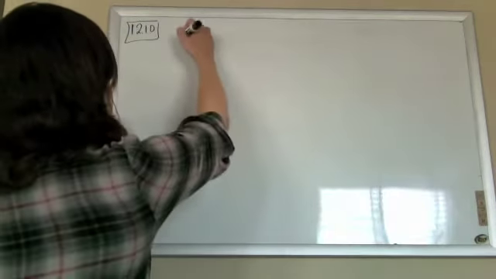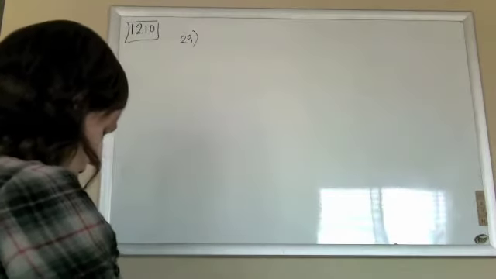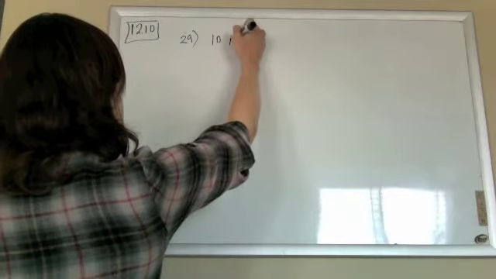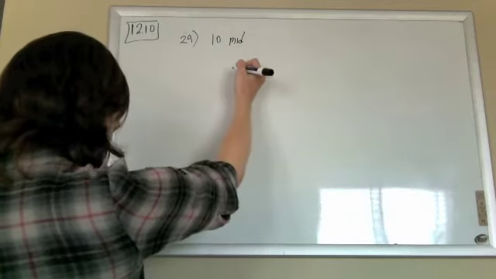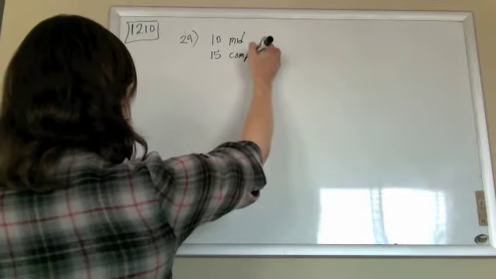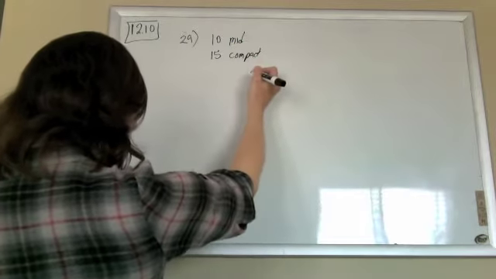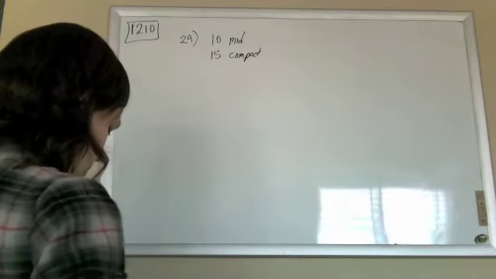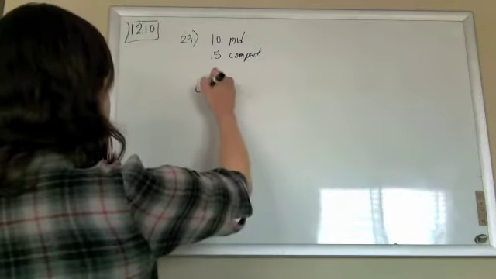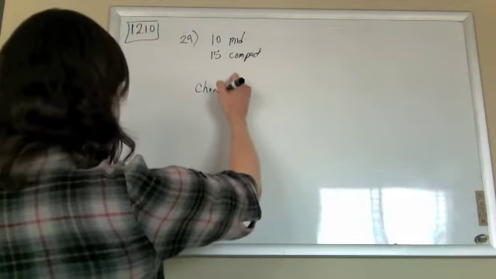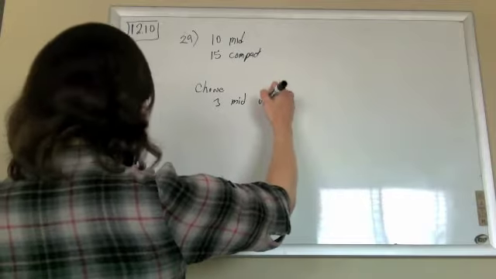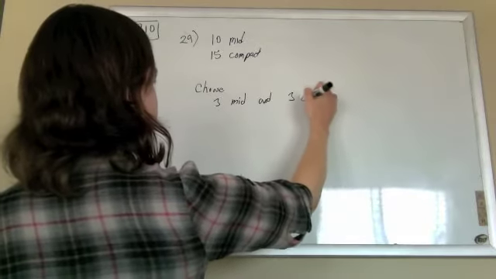So for 29, they have 10 mid-sized, 15 compact, and in this case we want to choose 3 mid-size and 3 compact.